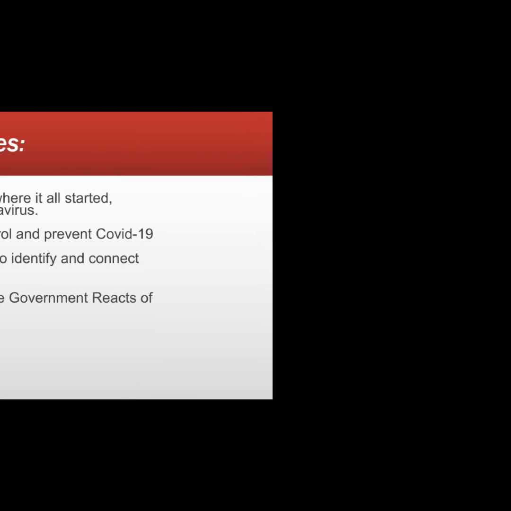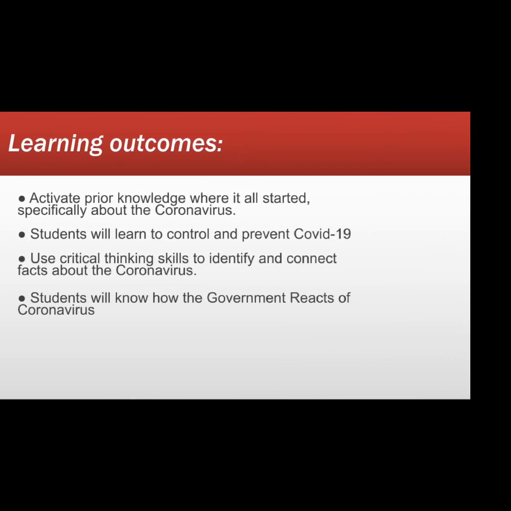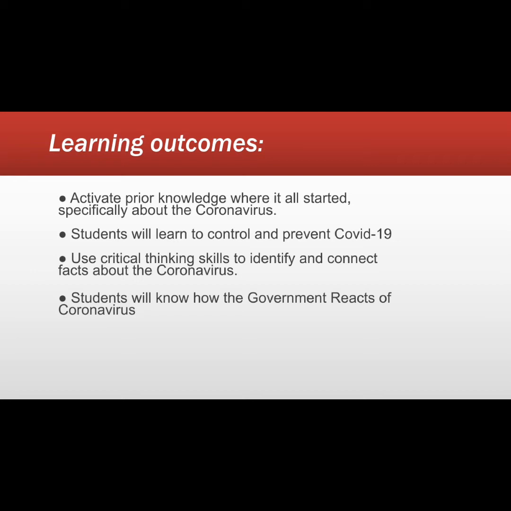Okay, so before I dive into my topic, let us know what the learning outcomes for this video are. The first one is to activate prior knowledge about where it all started, specifically about the coronavirus. The students will learn to control and prevent COVID-19. Next, the students will use their critical thinking skills to identify the facts about the coronavirus. Students will know how the government reacts to the coronavirus.